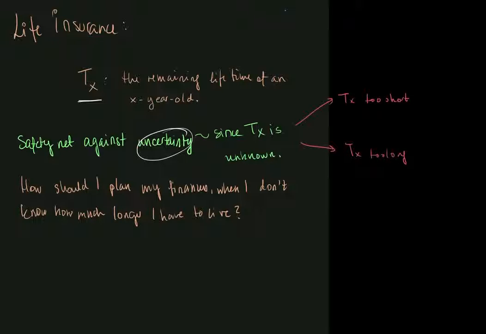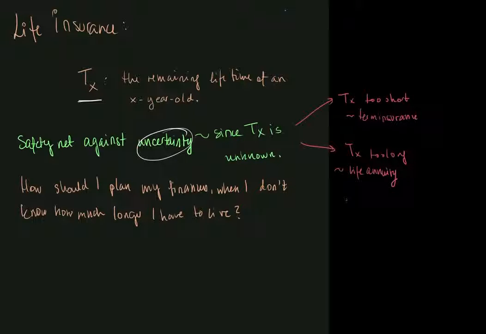And the short solutions for these: if it's too short, then we buy a term insurance so that at least our remaining family members have some money to live off of when we can't contribute to their lifestyle anymore. And if TX is too long, aka you will be in retirement for too many years and then you won't have enough money saved up, well, in this case, we can buy something like a life annuity. So a pension that pays out every month and keeps you good and safe and sound.